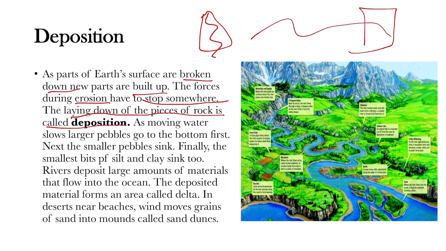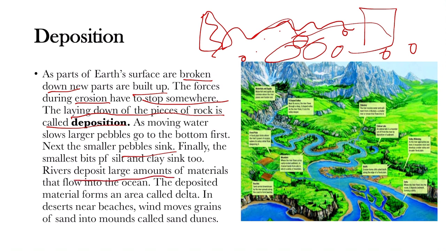And then once the moving water, you can see over here, slows down, the larger pebbles go to the bottom, and next the smaller pebbles just sink into the ground wherever they want, and then the smallest bits of clay or silt sink also. Now, rivers also deposit large amounts of materials that flow into the ocean.